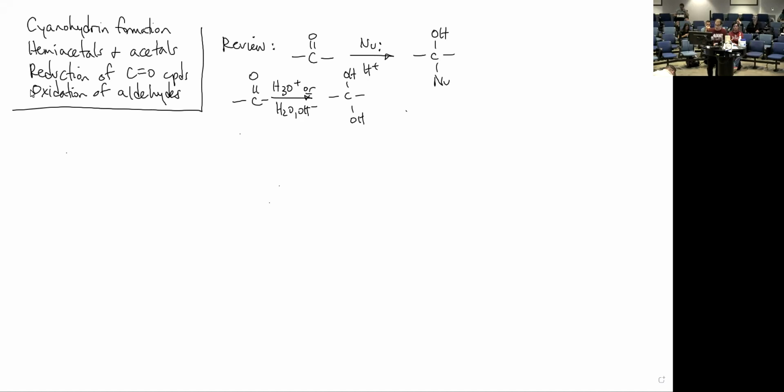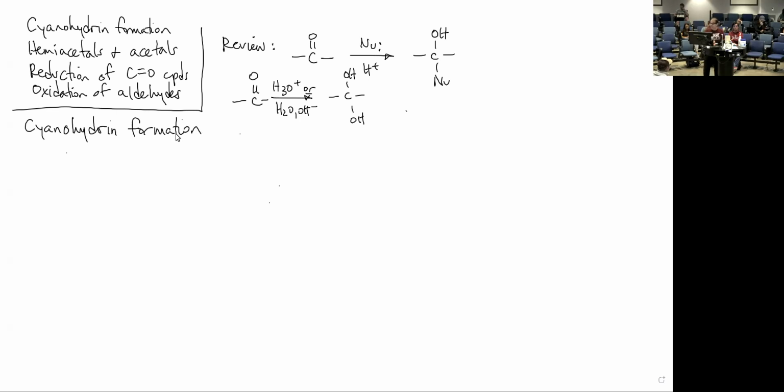So first of all, what about an example of this type of reaction that's actually useful? And it turns out that we can make, I already wrote cyanohydrin formation, but I'll repeat it. It turns out that we can make a class of compounds from aldehydes and ketones known as cyanohydrins.